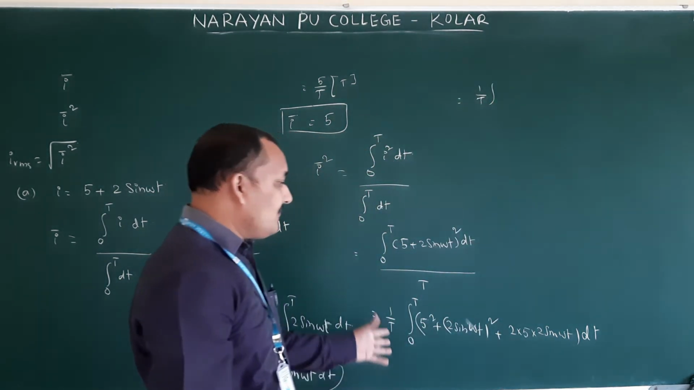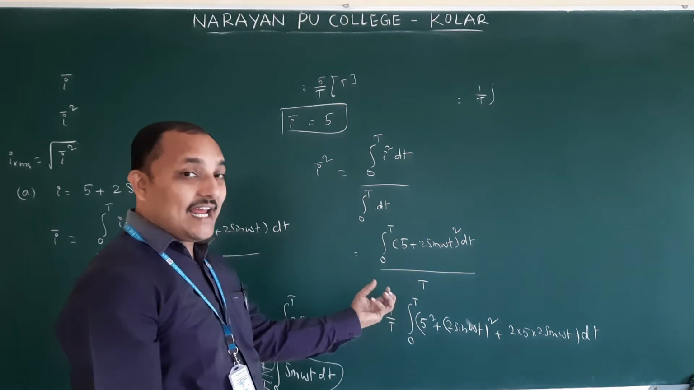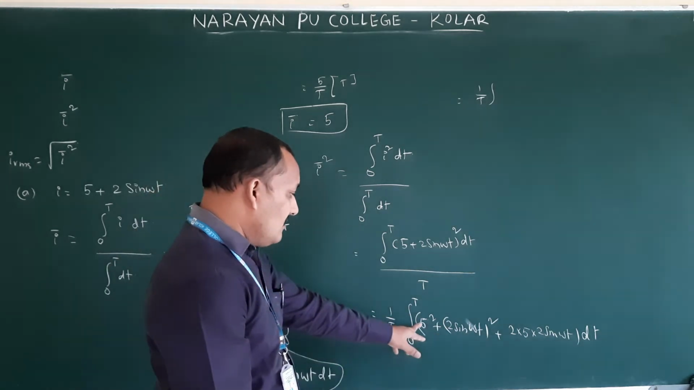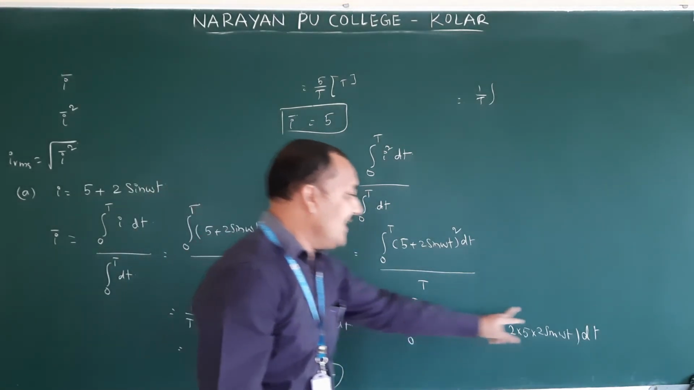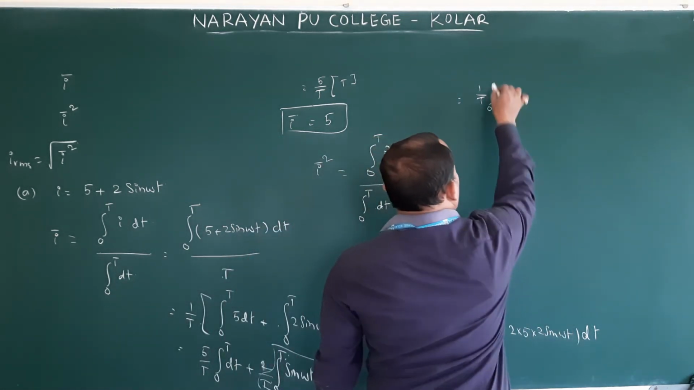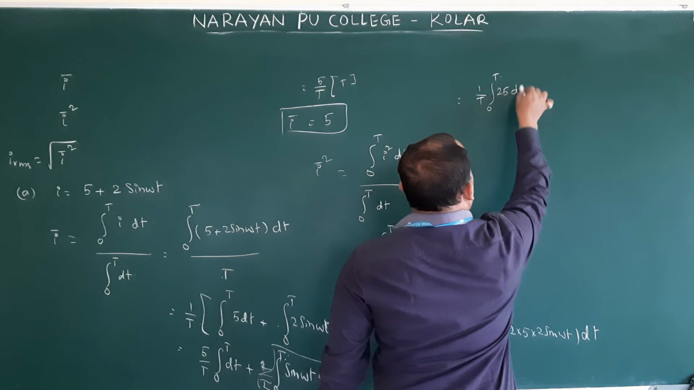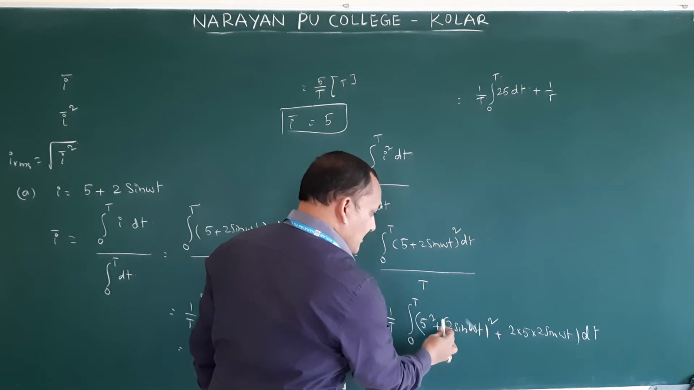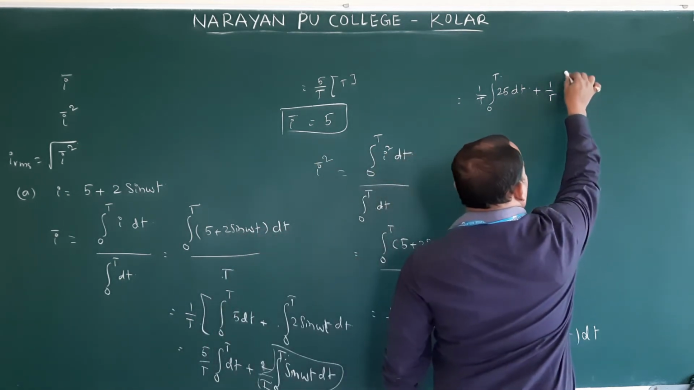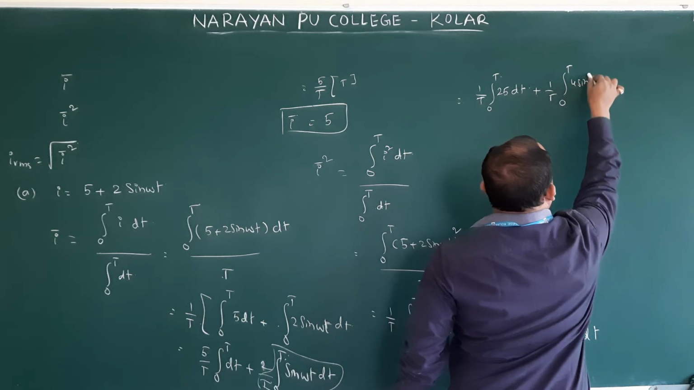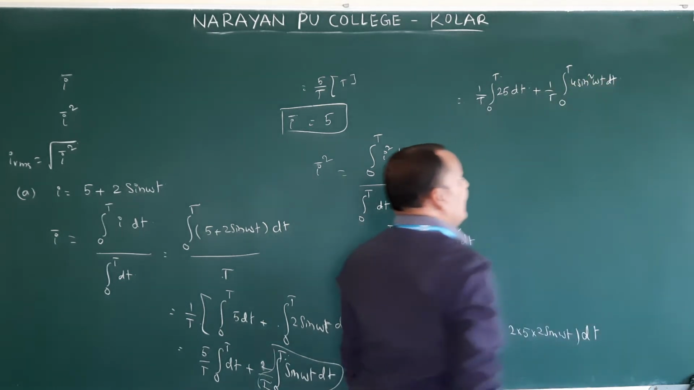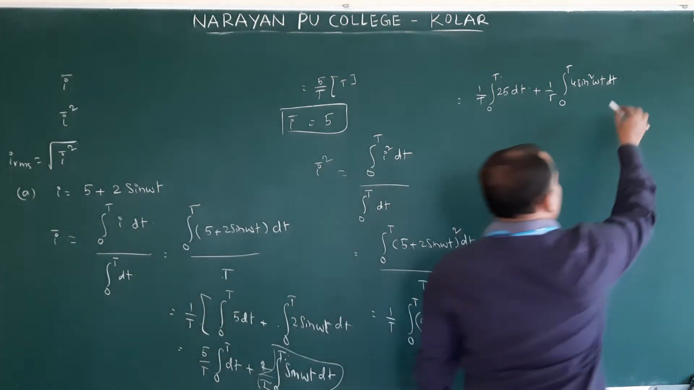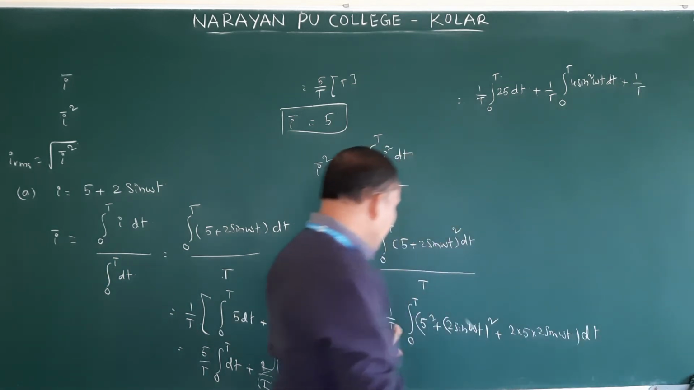Just because it is the first time we are doing it, we are doing it slowly. Next, once you get the idea, we can directly write the next term. Okay, so how we have to write, I will show. 5 square means 25. 1 by t, 0 to t, 25 dt, plus 1 by t, 2 square means 4, 4 sin square omega t dt. Next 1 by t here, 2 into 5 is 10, 10 into 2 is 20, plus this 1 by t is common for all.